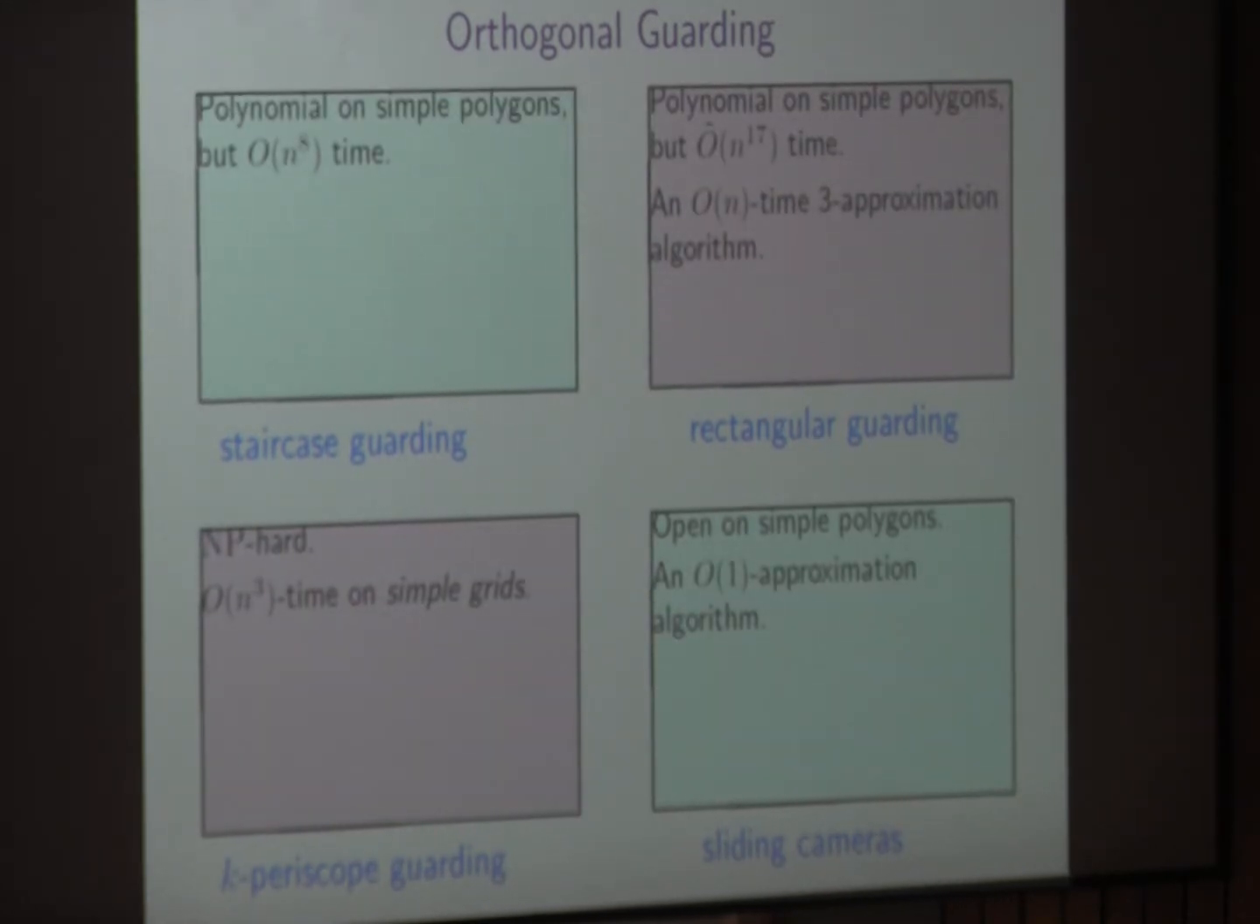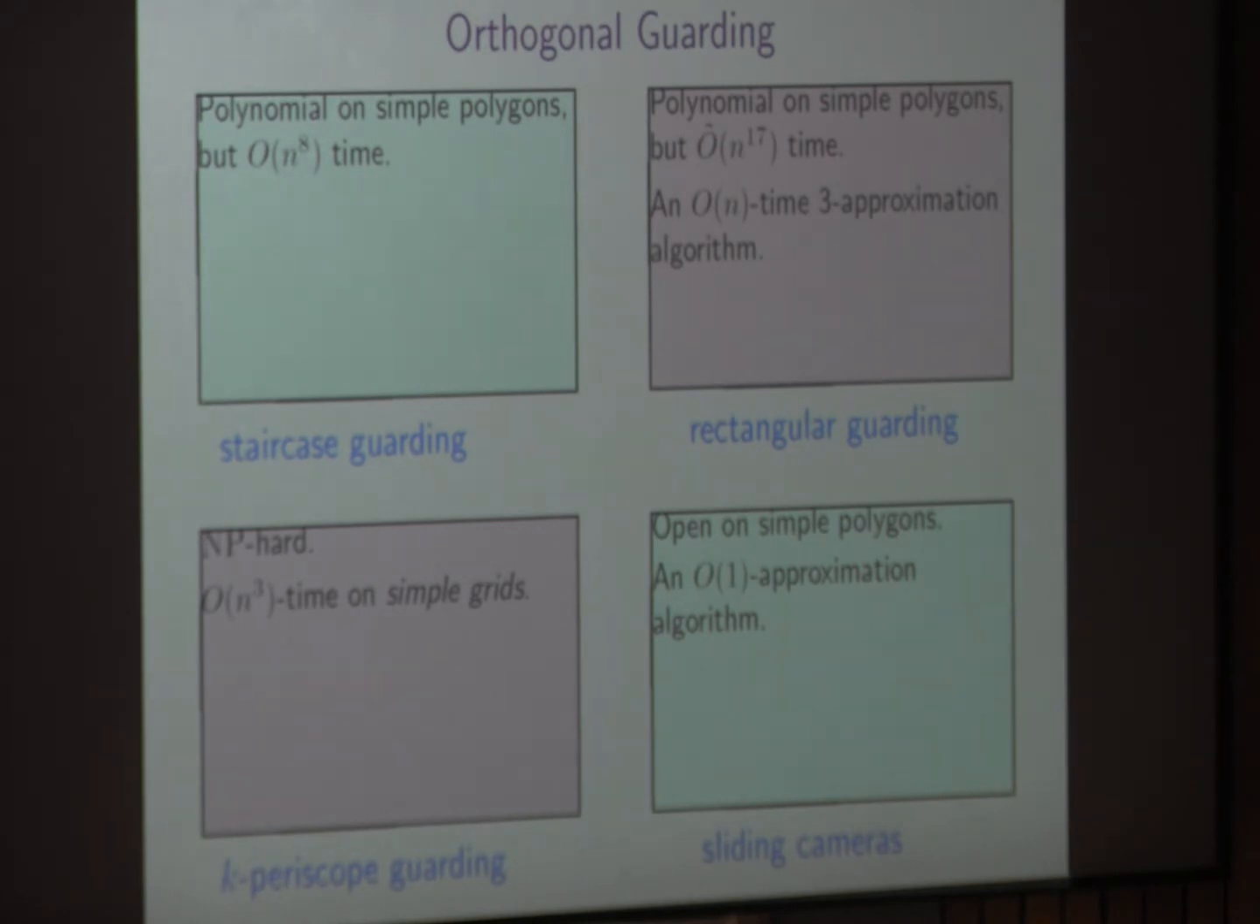What we know about them: staircase guarding and rectangular guarding are both solvable in polynomial time, but the running times are very slow. So n^8 for staircase, n^17, which hides the log factors, for rectangular guarding. And because of this high polynomial, there is a linear time 3-approximation algorithm for rectangular guarding.